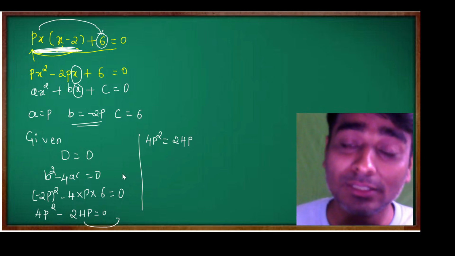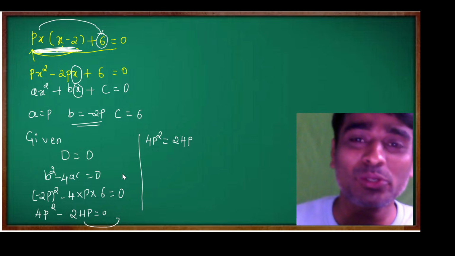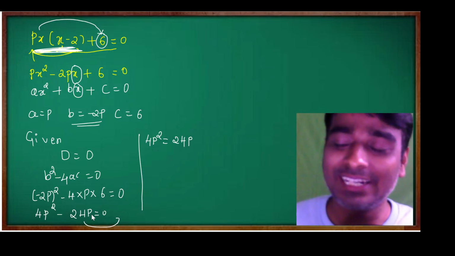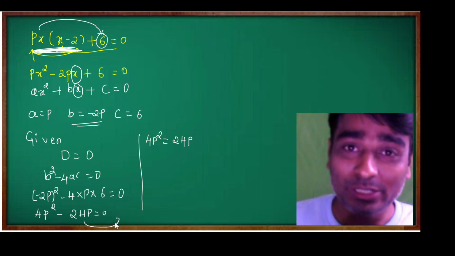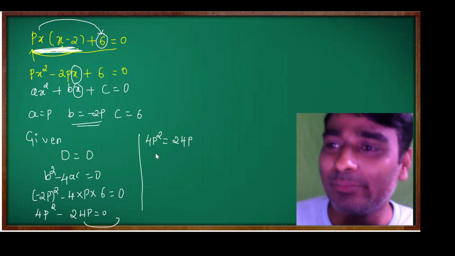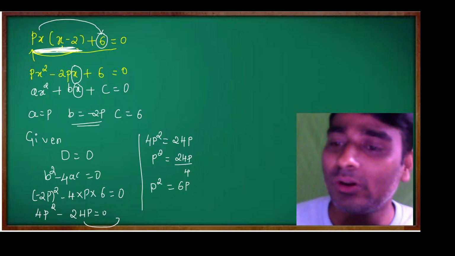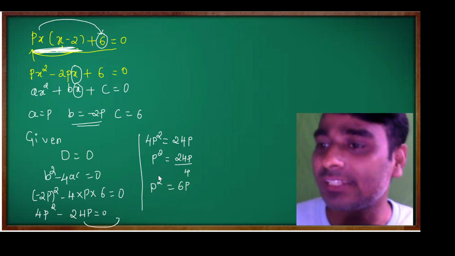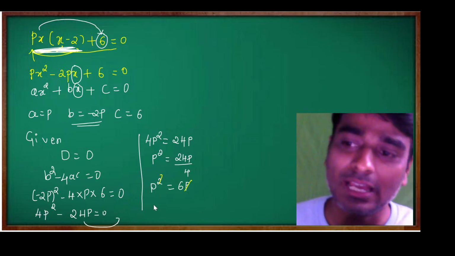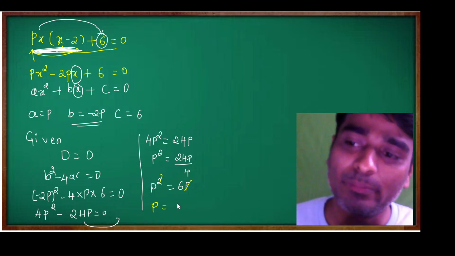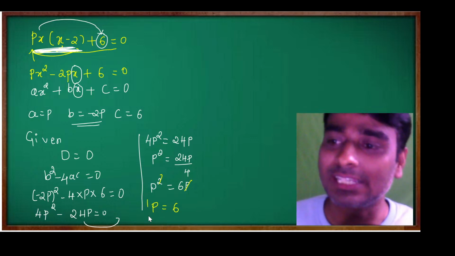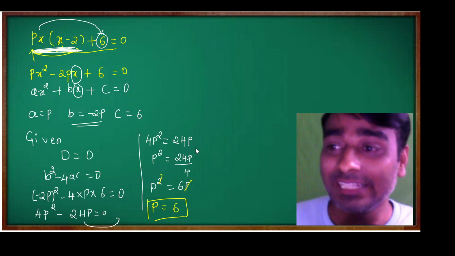It is a 3 marks question, so you have to show the steps. You can cancel here, take common, all that you can do, but show the steps. Now what will happen here? This is p squared and this is 24p by 4, which is equal to 6p. Now you cancel 1p from the left side and 1p from the right side. So here you are remaining with p and here with 6. p equal to 6. This is how you will get it.